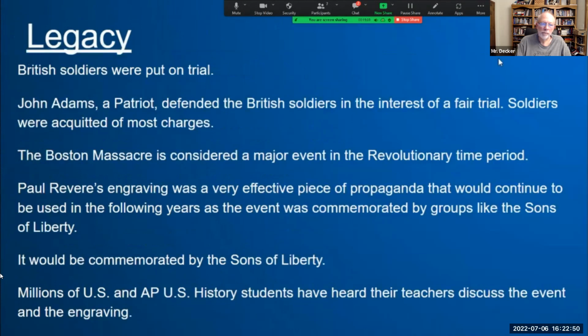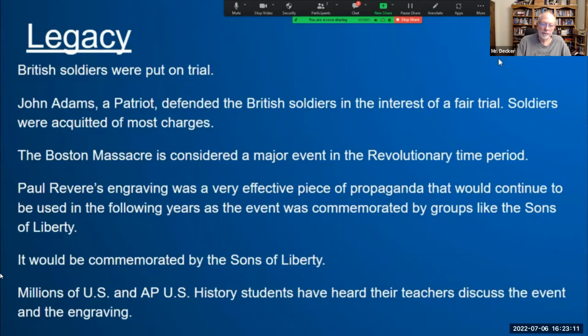Well, Adams was definitely a principled man, and felt the soldiers should get a fair trial, and other lawyers were willing to take up their case. He did a great job, and once the evidence was laid out, the jury acquitted the soldiers of most charges, with the exception of manslaughter for 2 of the soldiers, who received a reduced sentence of a branding on their thumbs. Overall, the Boston Massacre is considered a major event in the Revolutionary time period.